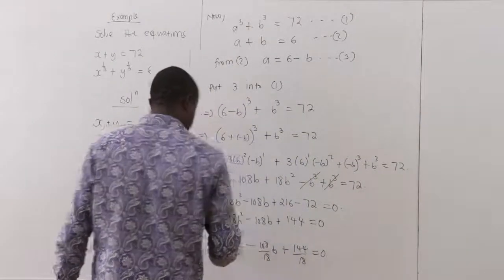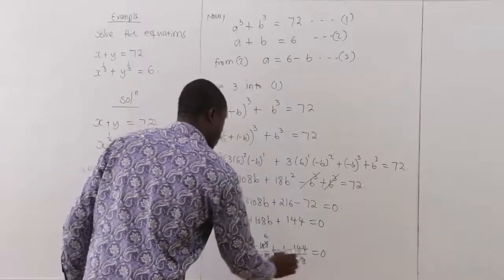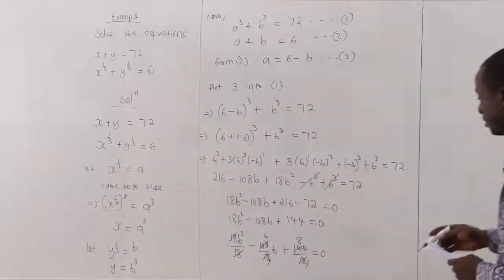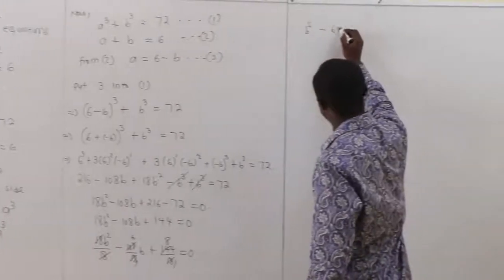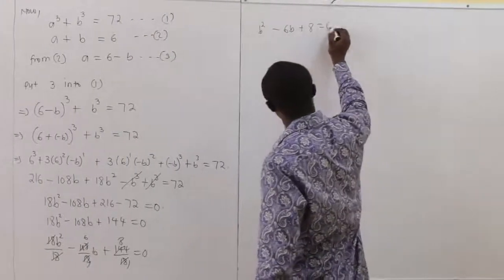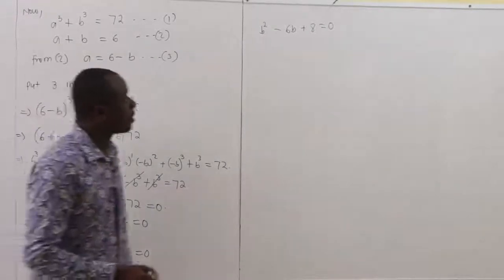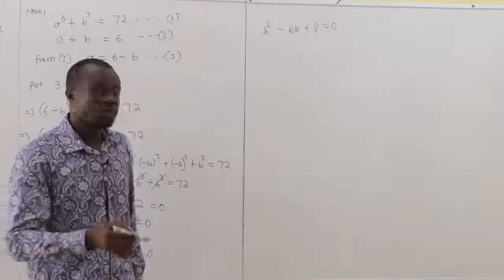Now this will cancel out that. And then 18 over 18 is 1, 108 over 18 is 6, and 144 over 18 is 8. So we have b squared minus 6b plus 8 equal to 0. Wow, so easy. Two numbers, when you multiply, you get 8, when you add, you get negative 6. Clearly, negative 2 and negative 4.